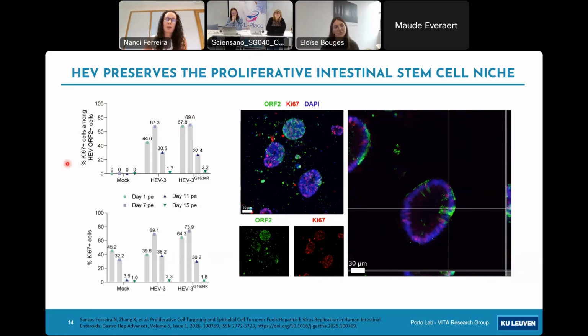So we saw this increase in viral load over time in parallel with an increase in the amount of proliferative cells during the infection. This suggests that infection of the proliferative cells is a very important and determining factor to have a successful and efficient replication of the virus in gut cells.